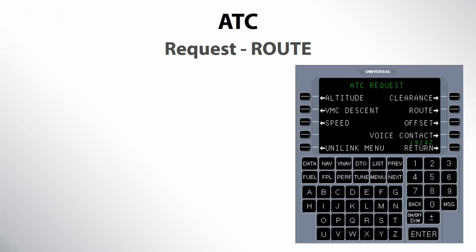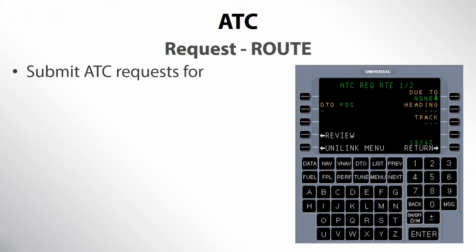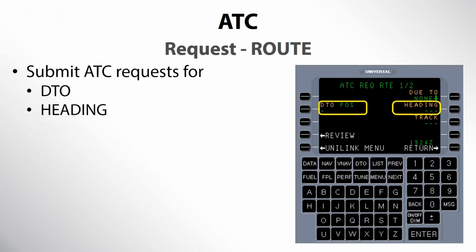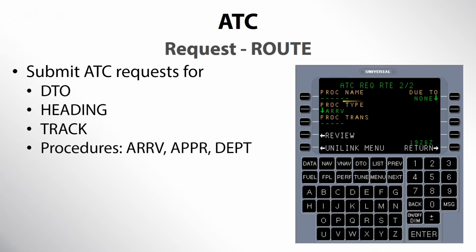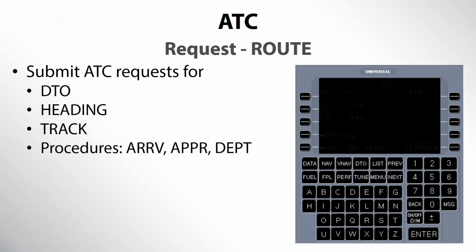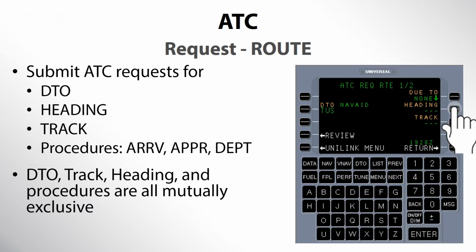The ATC route request pages are used to submit ATC requests. Type of routing include Direct To, Heading, and Track on page 1. On page 2 are the procedural requests: Arrival, Approach, and Departure procedures. Direct To, Track, Heading, and Procedures are all mutually exclusive.